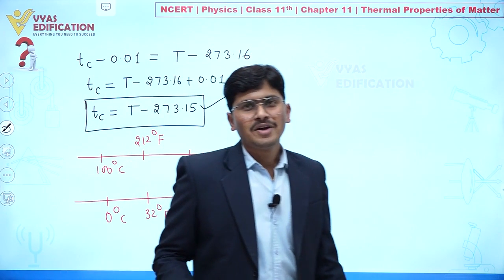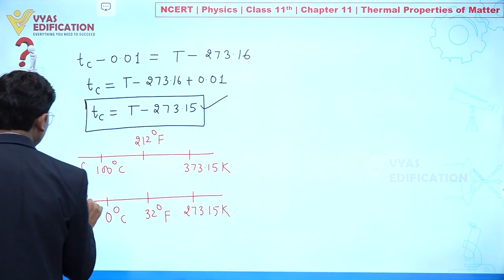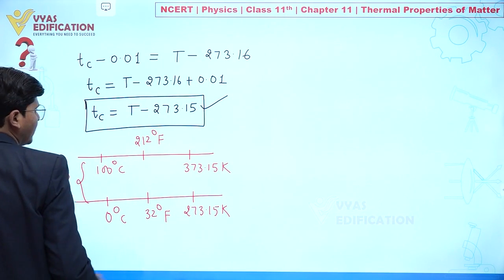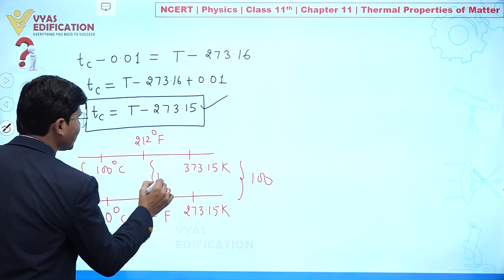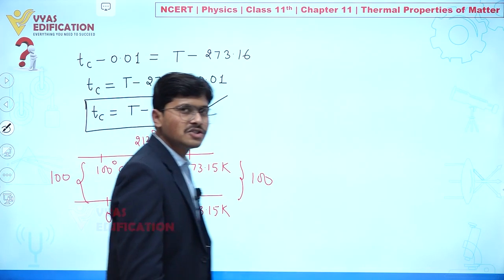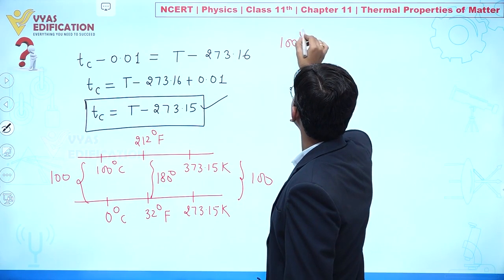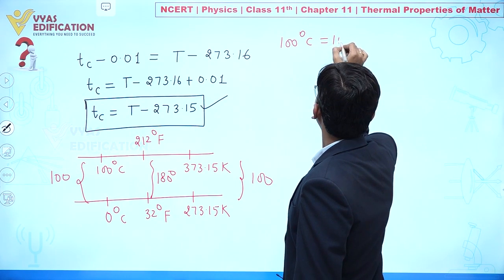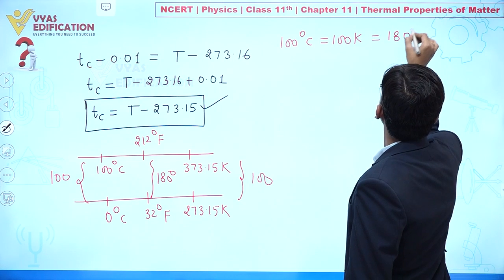Clear? Now we are talking about one important concept. What is the important concept? Here we have a difference of 100, here again a difference of 100, and here a difference of 180. Clear? So from here you can see we can write: a 100 degree Celsius difference is equal to 100 Kelvin, and this is equal to 180 degree Fahrenheit.